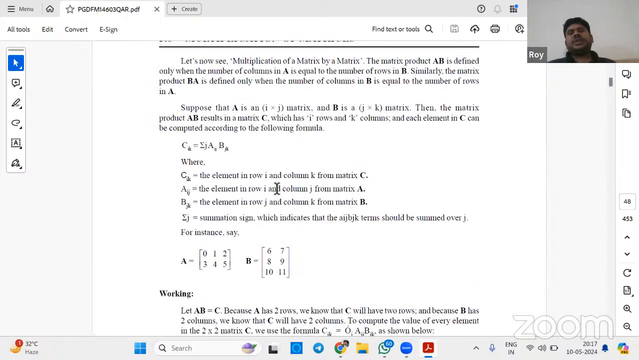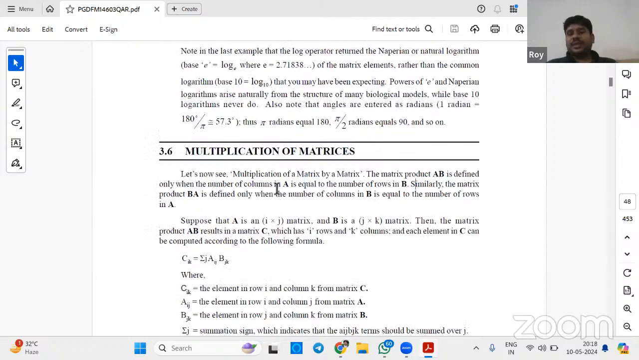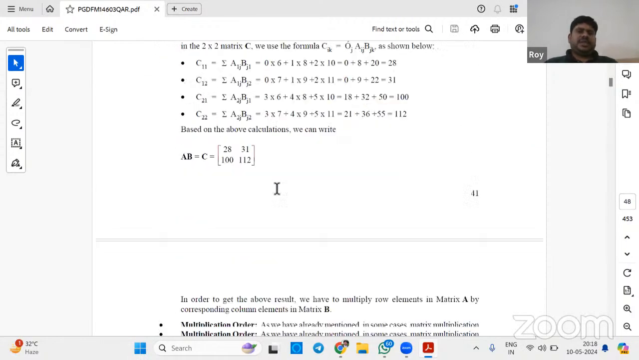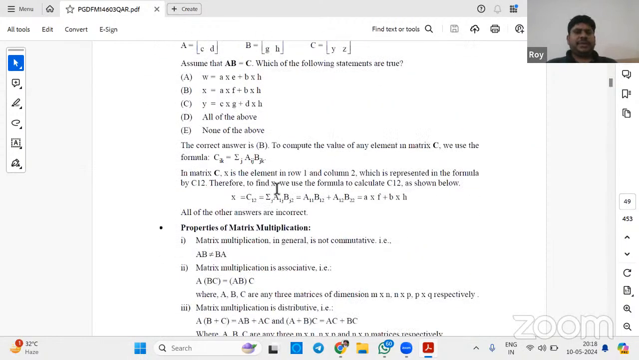You need to remember A plus B is easy. If both the matrix dimensions are the same, directly we will add them. Subtraction also we can do. But when you are multiplying, what should be equal? In the first matrix, what should be equal? Columns. And in the second matrix, rows should be equal. Okay, I think with that we can go ahead from here.